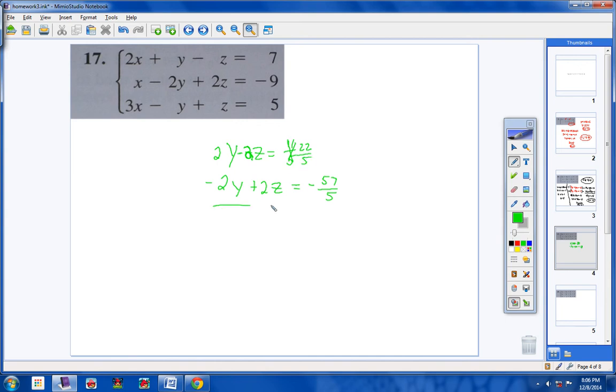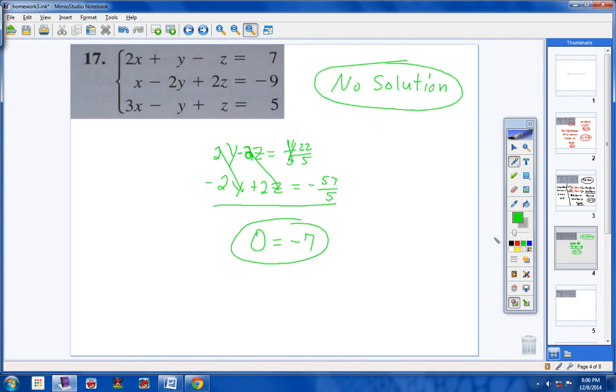Now let's add these two equations together. Look what happens. These cancel. These cancel. You're left with 0 equals whatever this would be. 22 fifths minus 57 divided by 5. You would get negative 7. So 0 equals negative 7. Now remember, when that happens, that simply means the answer is no solution. Okay? If you were to graph these three equations, they would not intersect at all.